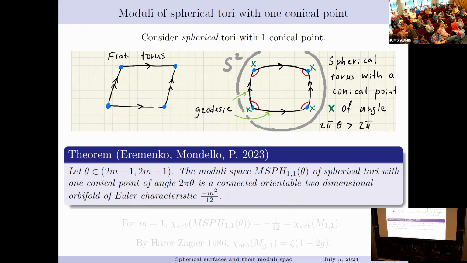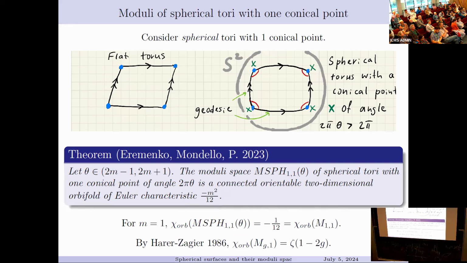But here we say that the orbifold Euler characteristic is -m squared divided by 12, and it's good because somehow we don't find a contradiction in this result, because if theta is close to 1, then we get the same number, -1/12. But finally, this is a conference on special functions, and it's kind of a joke, but I need to have a special function here, but maybe not the one which Alex would like me to have.